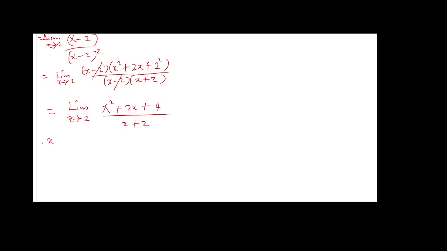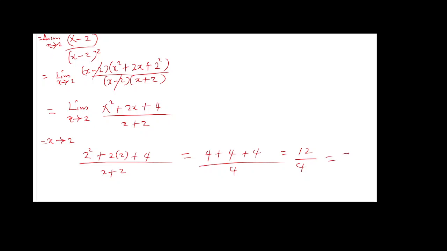Now as x approaches 2, we can now do direct substitution. Here we will have 2 squared plus 2 times 2 plus 4 all over 2 plus 2, and this will give us 2 squared, which is 4, plus 2 times 2, which is 4, plus 4, all over 4, since 2 plus 2 is 4. So this will give us 12 all over 4, which is equal to 3, which is our final answer.